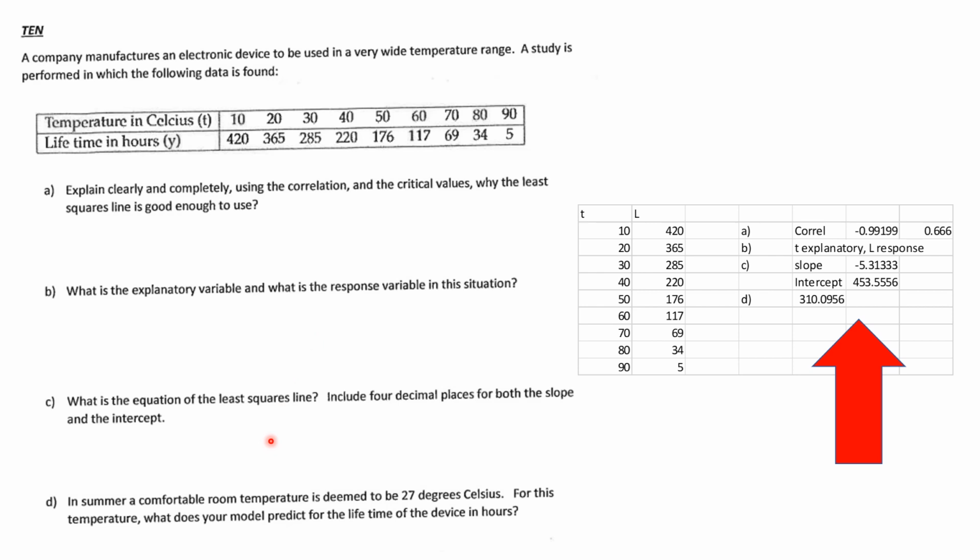If you do the least squares regression, you will get that the slope is minus 5.31333, and the intercept is 0.453, 0.55 or 5 and 3/5 and then a 6. And if you plugged 27 degrees into that, you would get 310.09 as your answer. So these were the correct answers.